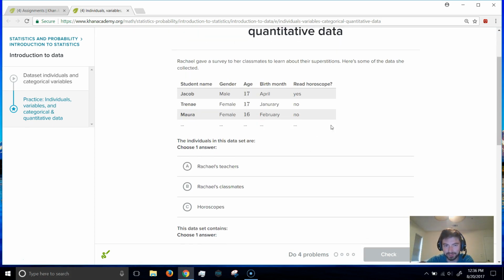Okay, so let's see what their question is going to be asking about this data set. It says the individuals in this data set are. So the individuals are these first people. It's the student name. Okay, and these student names, so it says Rachel gave a survey to her classmates. So Rachel's a student giving a survey to her classmates to learn about their superstitions. Well, some people aren't superstitious. They just like to read horoscopes. So I don't know how good the study is. But anyway, here's some of the data she collected.